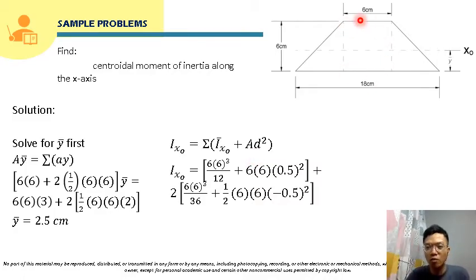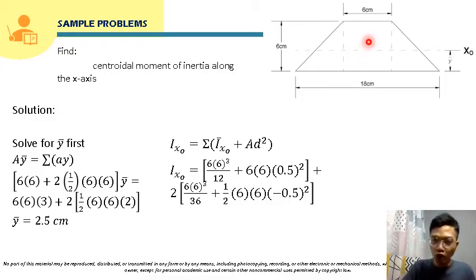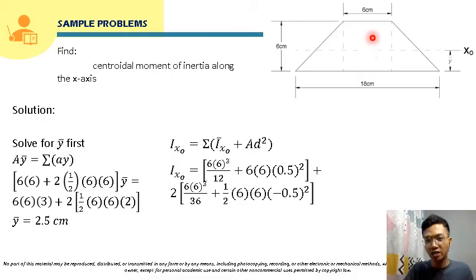So the centroidal moment of inertia of this square is BH cubed over 12, no? So BH cubed over 12. The centroid of this square is actually 3 centimeters from here, right? 3 centimeters. Since this is 2.5, from the base to this axis.